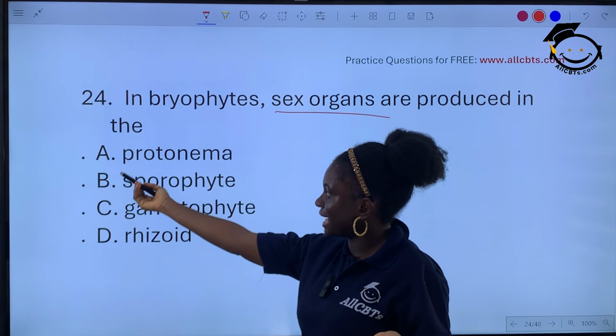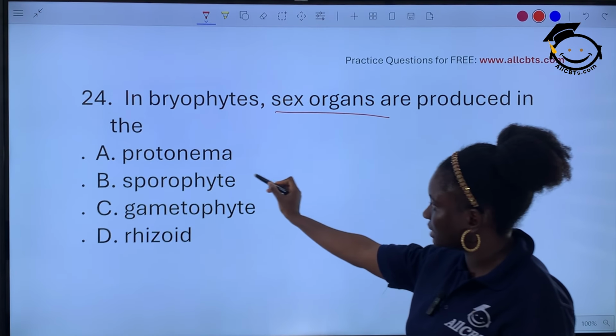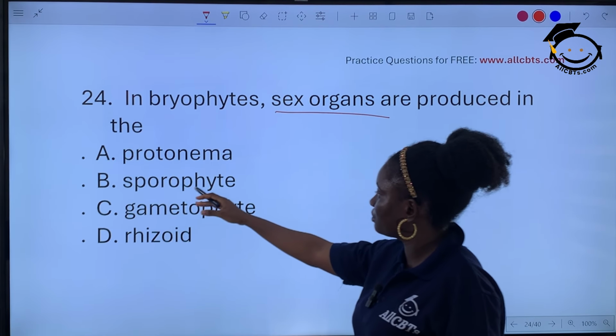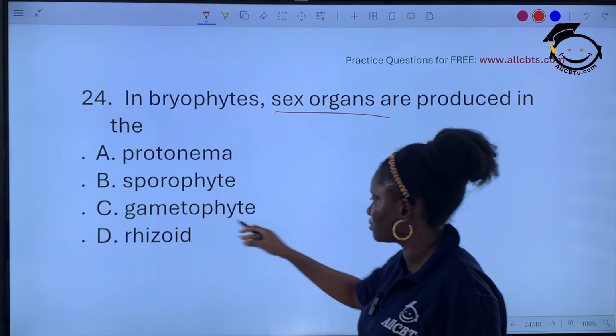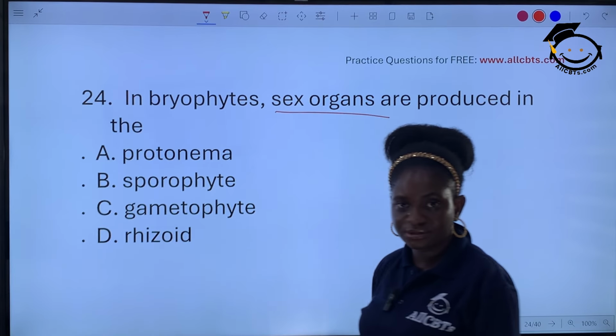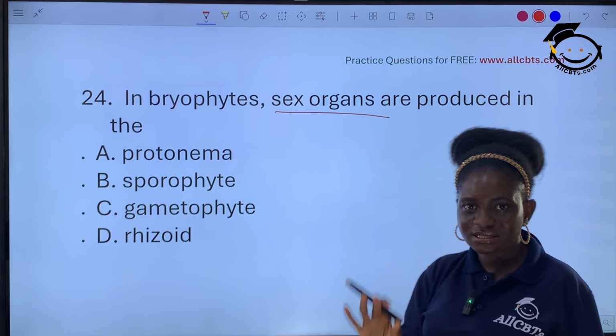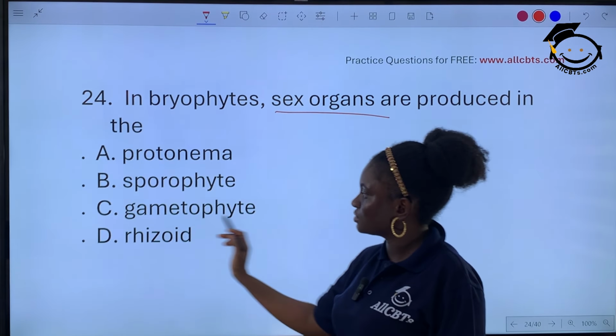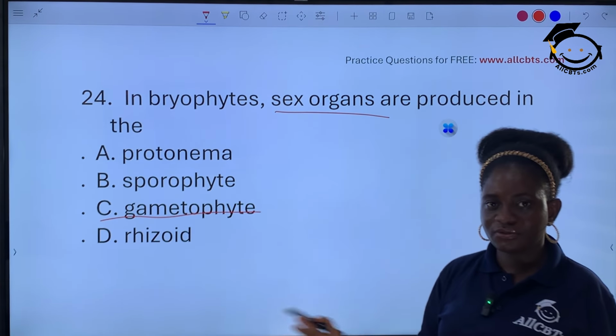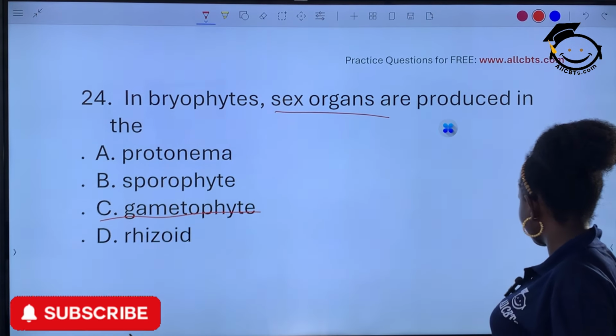Option A, protonema, B, sporophyte, C, gametophyte, D, rhizoid. Once you see a question like this, see sex organs, just know that it is related to gametes. So the correct answer here is gametophyte. It's as easy as that.